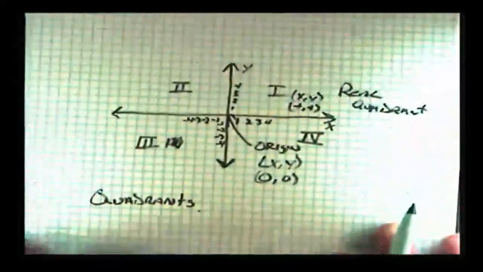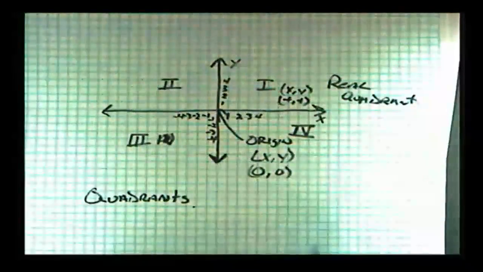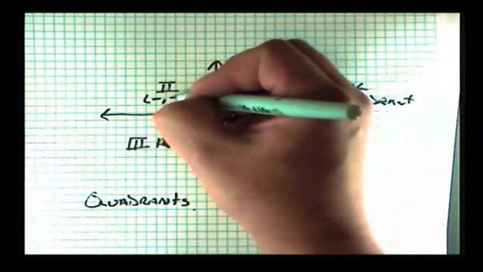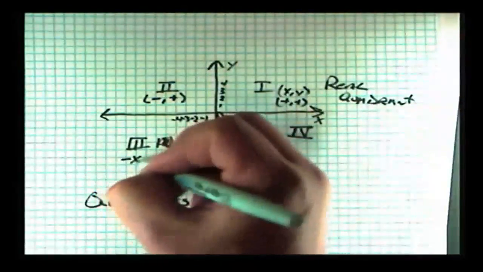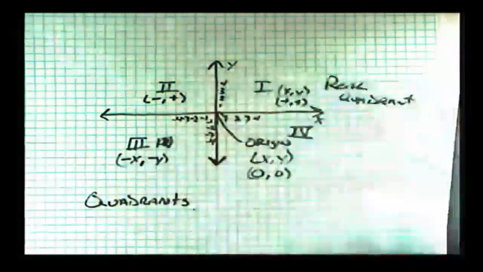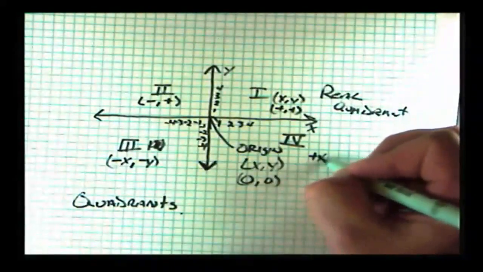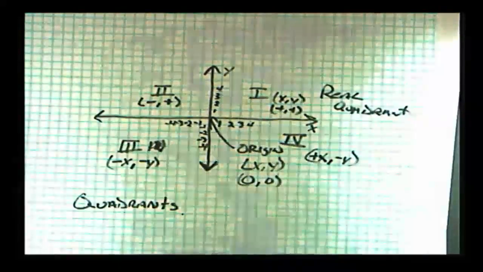That's quadrant 1, and that's because most of our real-world applications happen in quadrant 1, so we call it the real quadrant. But of course we have other quadrants here. Quadrant 2 is negative in the x and positive in the y. Quadrant 3 is negative in the x and negative in the y. And of course quadrant 4, our last quadrant, is positive in the x and negative in the y.